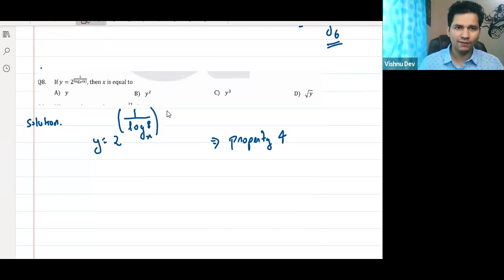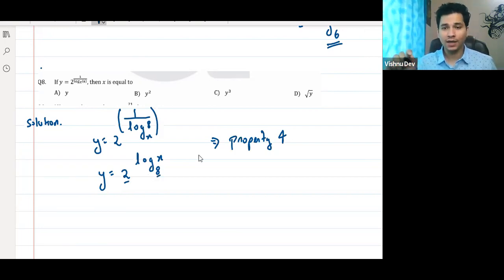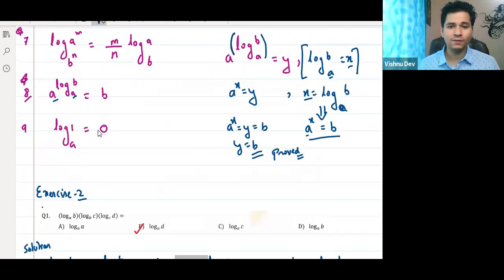Very good. So after using property 4, it can become 2 to the power log x base 8. Now, can I use property 8 here? No, I cannot use property 8. Why? This is 2, this is 8. But it is 2 cube. So I can use property 7.